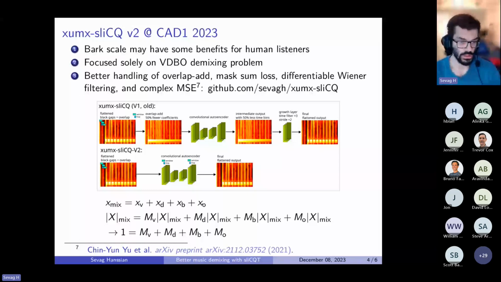And now what I do in XUMX slice Q, just like Open Unmix, I'm estimating a mask by which to multiply the mixed spectrogram. So we end up with this second line. We replace the vocals with the mask of the vocals times the mix, et cetera, et cetera. What you end up with is the fact that all of your masks need to sum to exactly 1. So I added an extra loss term. I call it the mask sum loss, which is exactly that. I make a tensor of all ones compared to the sum of masks. And that got my signal to distortion ratio significantly higher. So this would be generalizable to any model that's using masking of the spectrogram, not just slice Q transform.